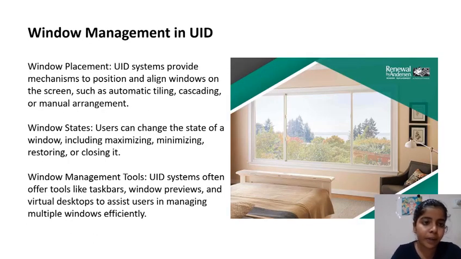In this, the window placement in UID. The UID system provides mechanisms to position and align windows on the screen, such as automatic tiling and cascading or manual arrangements. The second one is the window status. Here the user can change the status of the windows, including maximizing, minimizing, restoring or closing it. The third one is window arrangement tools. The UID system often offers tools like the taskbar, previews and also virtual desktops to assist the users in managing multiple windows efficiently.